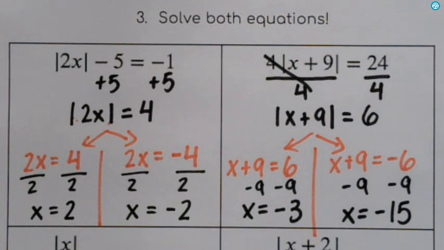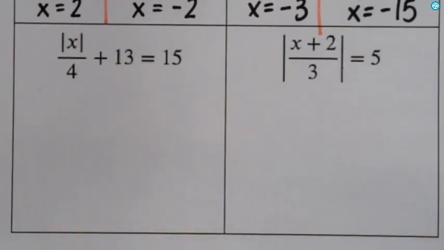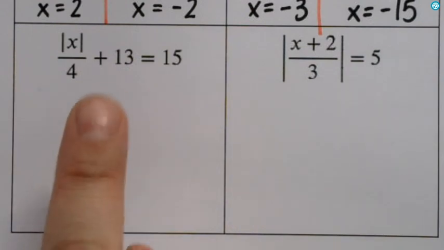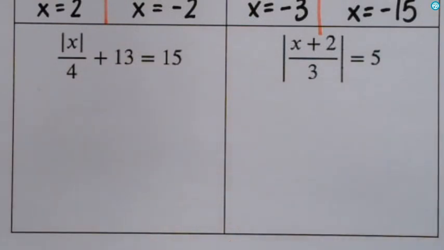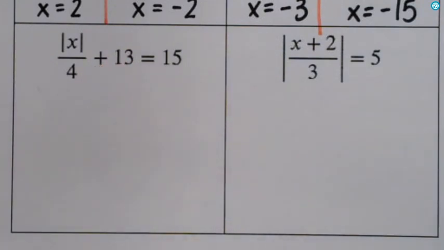Okay, we have two more examples. These last two examples, sometimes everything's outside the absolute value, sometimes nothing's outside the absolute value. So that's what these last two examples are for. So this next one, we've got absolute value of x divided by 4 plus 13 equals 15. This divided by 4 and this plus 13 are both outside the absolute value. So that means before we can split our absolute value, we got to get rid of both of them.